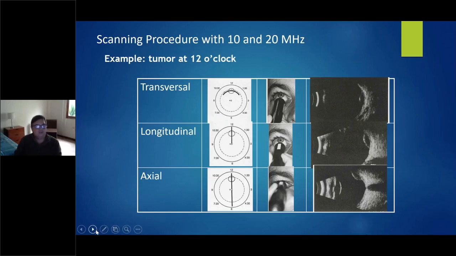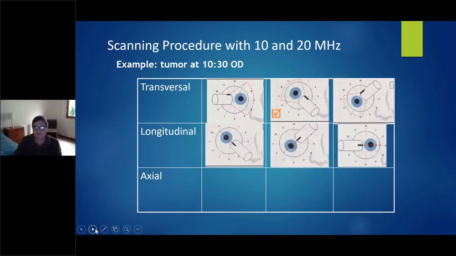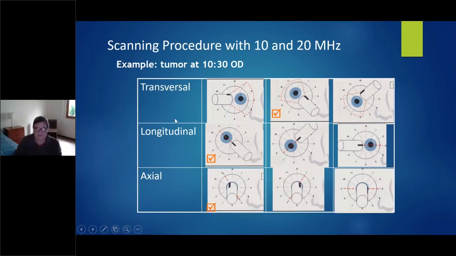It sounds very, very easy, but in fact, it's very difficult to do during the examination. You must know where the lesion is, because it depends how it will appear. Okay, let's see again. There is a tumor at 10:30. Which one is the image? Good. Yes. You do longitudinal, which one is the correct? Yes, the first one. And you do axial, which one is correct? Yes, the first one. In that case, in these three positions, you can be sure you are examining a tumor at 10:30.